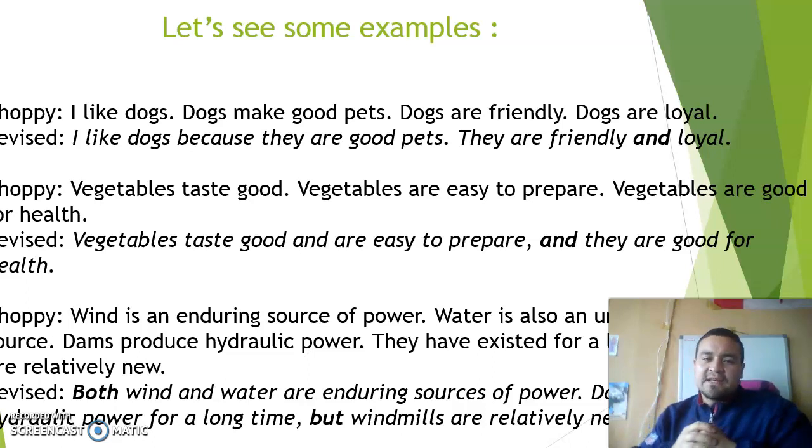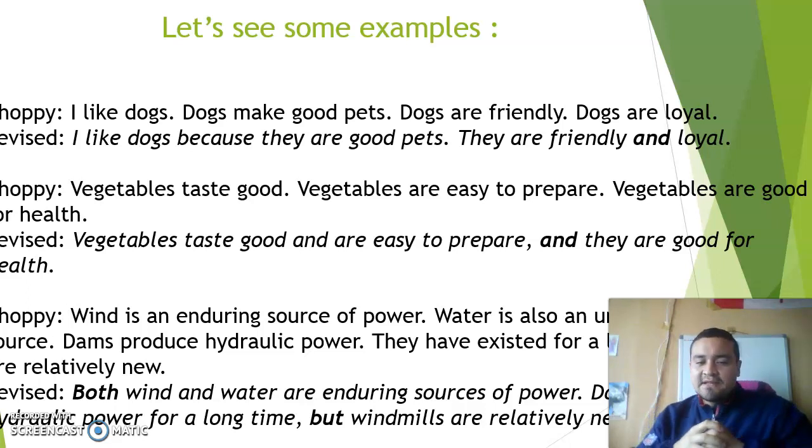Another example of choppy sentences: Vegetables taste good, vegetables are easy to prepare, vegetables are good for health. Again, short sentences. The way we fix them: vegetables taste good, are easy to prepare, and are good for health.